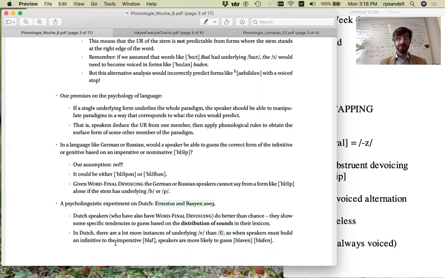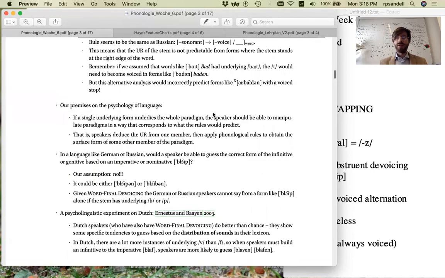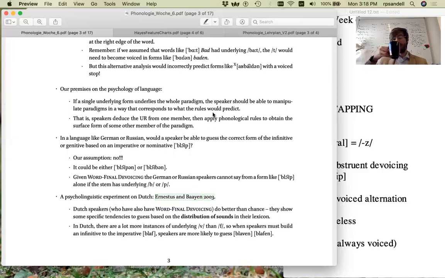So if speakers are given, say, a hypothetical form laaf, and asked to build the infinitive, they would tendentially guess, they would be more likely to guess that the infinitive has the V rather than F. So although in principle the phonological state of the language says that speakers can't have complete knowledge or complete certainty in certain cases, they actually seem to use other information that's available to them to try to make the best guesses possible.